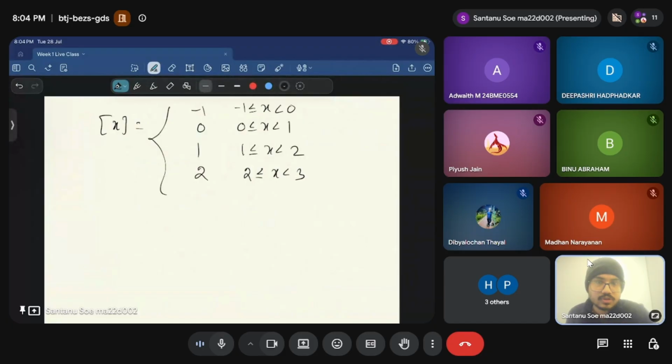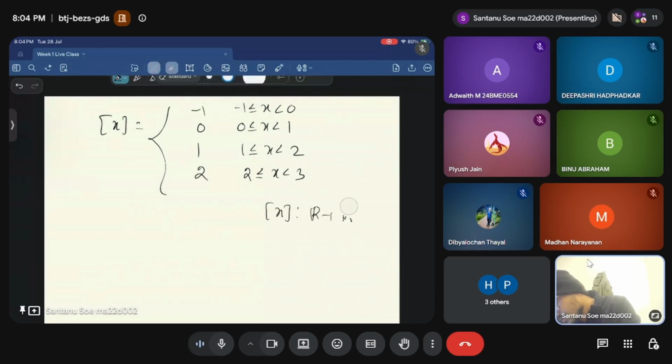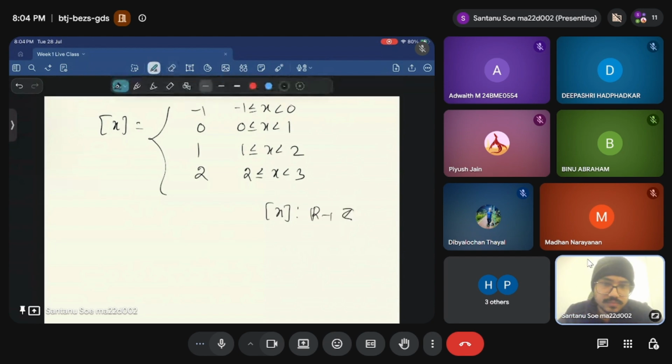Now it will go up and down again. It can keep going for -2, -3, and so on, and similarly for 2, 3, and so on. Is it clear how the box function is evaluated? So it's like a function from R to R, or you can say R to Z. That's why it's called the greatest integer function, right?